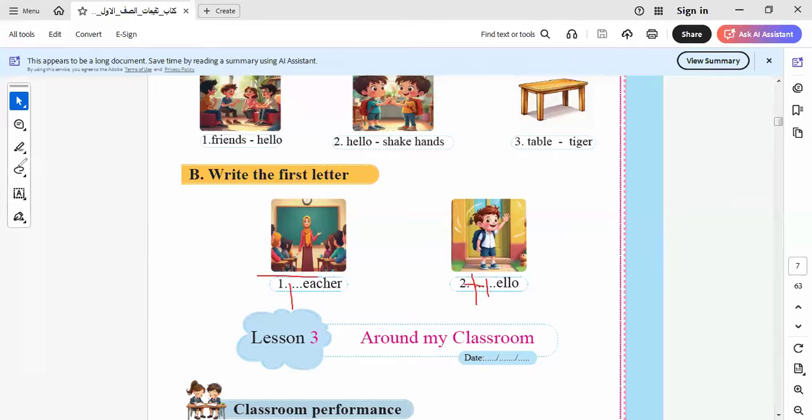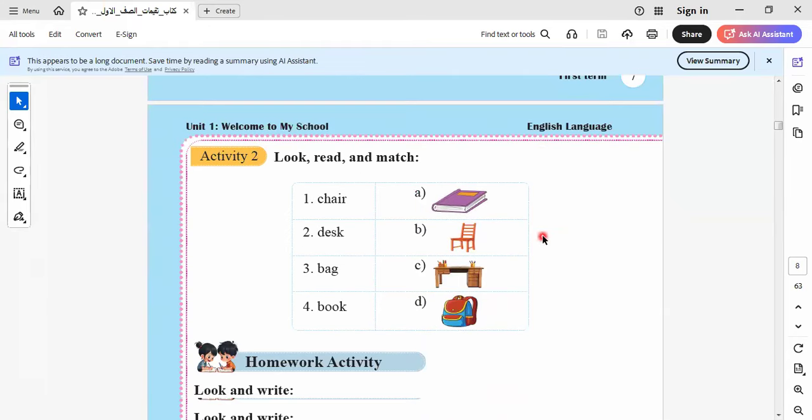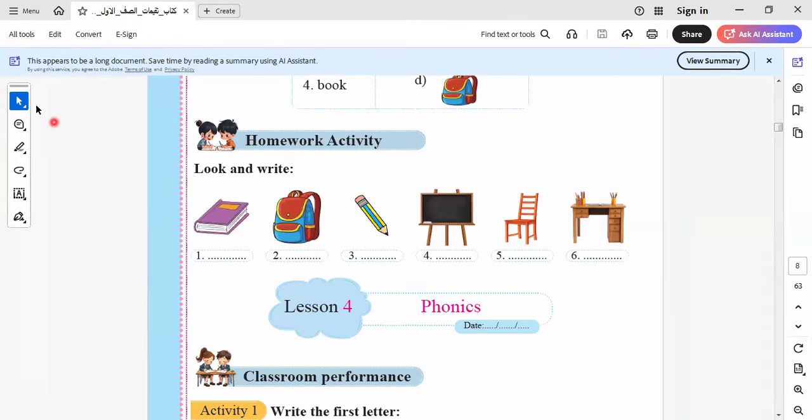Around my classroom. Let's do this exercise. Here we say book or pencil? No, it's book. Bag or chair? Bag. Desk or pencil? Pencil. Board or bag? Here is board. Let's go to another one. Chair. Which one is chair? This one. Desk. This one. Bag. This one. Book. This one. So let's go to another one.